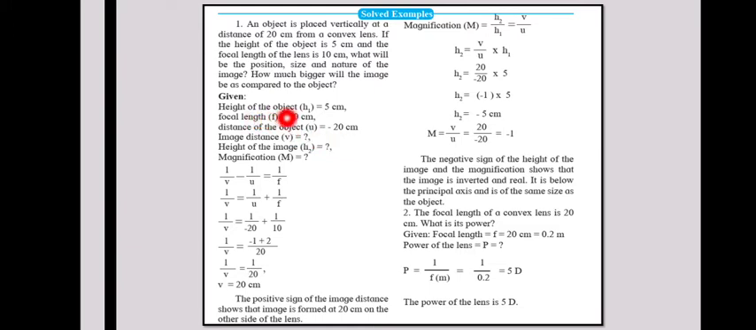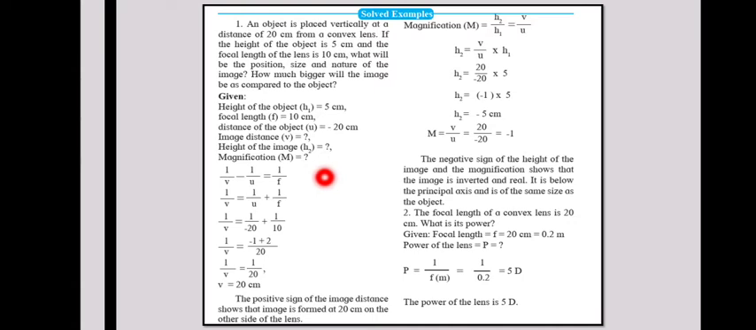See, height of the object is 5 centimeter, focal length is 10 centimeter and distance of the object is minus 20 centimeter. This much we know. And we have to find out image distance, height of the image and magnification. So let us start with the formula, okay? Because f we know and u we know, so v is not known to us. So we will start with this formula.